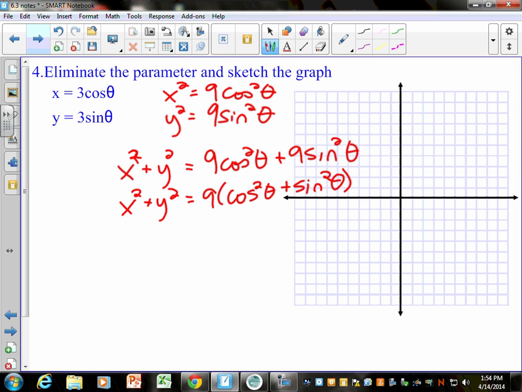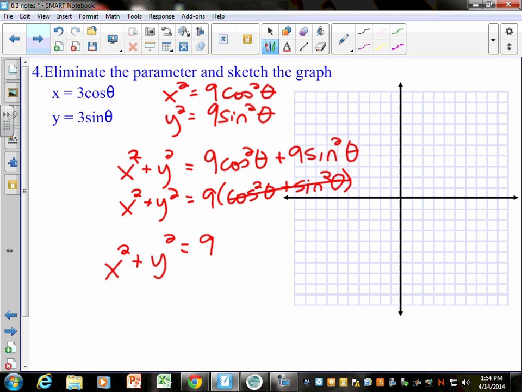I was like, what am I supposed to do with this? And then I went and found the example in the book, and I was like, square both sides. Oh, genius, who would have thought that? Because sine squared plus cosine squared just equals 1, that's our Pythagorean identity, which means this is the same as saying x squared plus y squared equals 9.